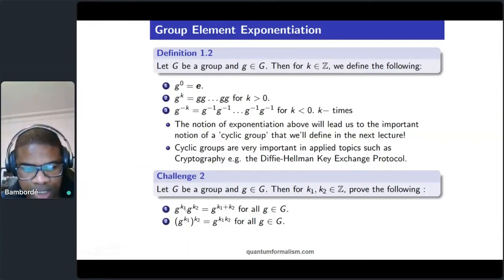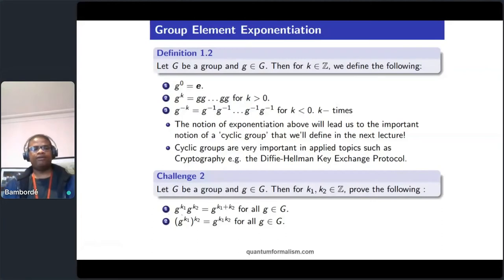And in particular, the Diffie-Hellman key exchange protocol uses this property of exponentiation. This is what enables them to make it very hard for the bad person, Eve, to guess their shared keys.